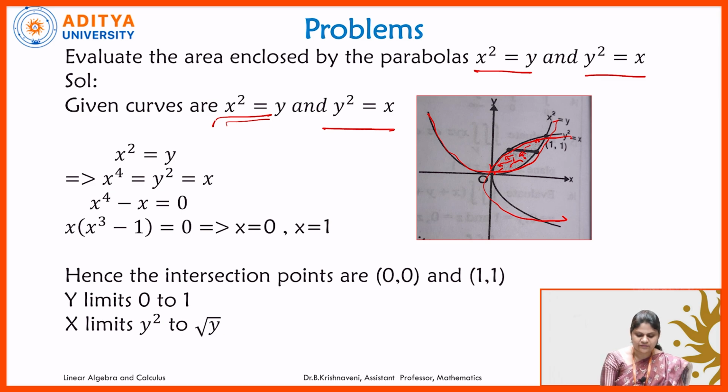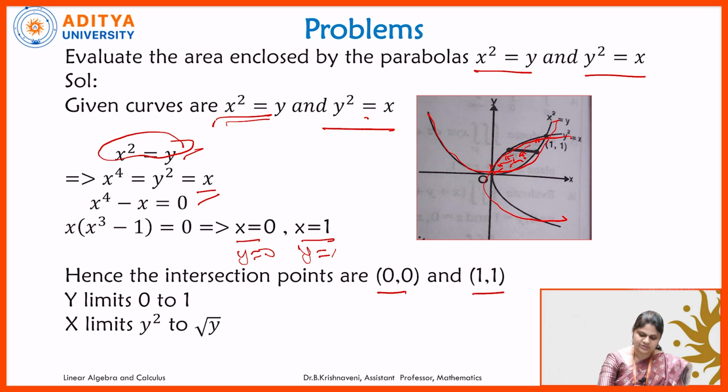Now to find the points of intersection, as we already know, substitute one curve into the other. Let us substitute y is equal to x square in the second curve, then it becomes y square, that is x power 4, is equal to x. Solving this equation, we get x is equal to 0, and the corresponding y value is 0. If we substitute x is equal to 1, we get y is equal to 1. Hence the points of intersection are (0, 0) and (1, 1).